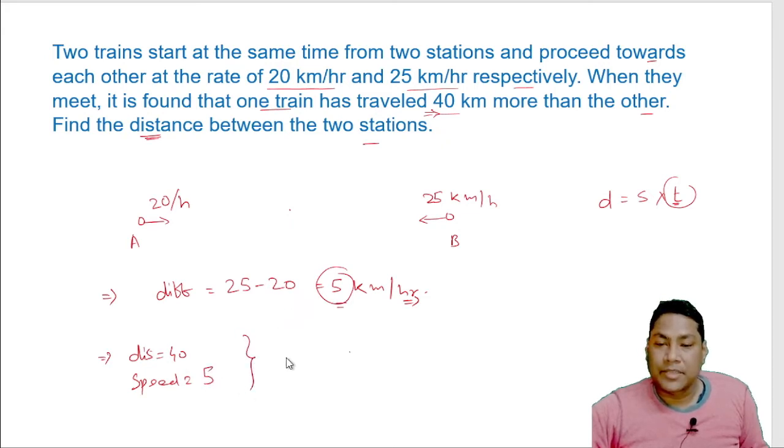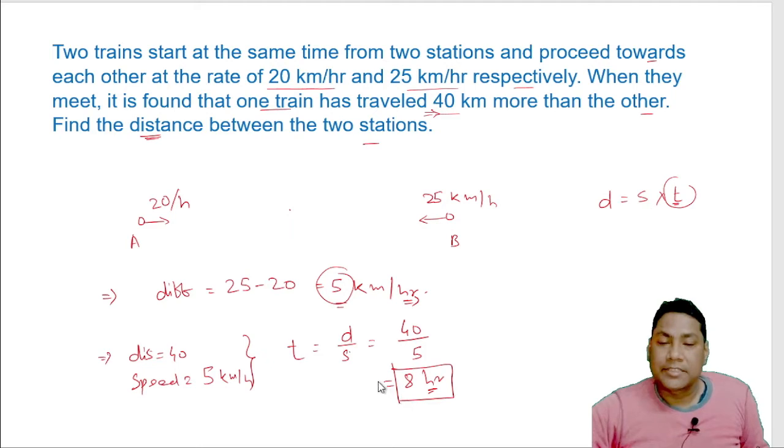So from here we can calculate the time. Time is distance divided by speed. Distance is 40 kilometers and the speed is 5 km per hour. Here it will become 8 hours. So friend, from here we have calculated 8 hours is the time to travel between the stations.